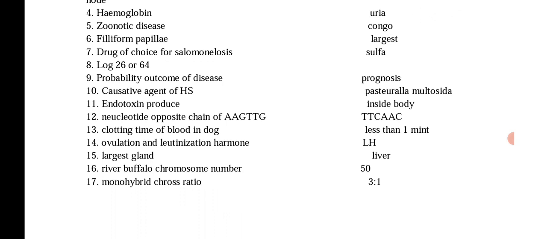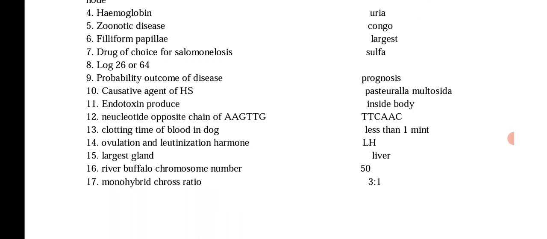Clotting time of blood in dog is less than 1 minute. Ovulation hormone is luteinizing hormone, LH. Largest gland is liver. Liver is the largest gland of the body. River buffalo chromosome number is 50.